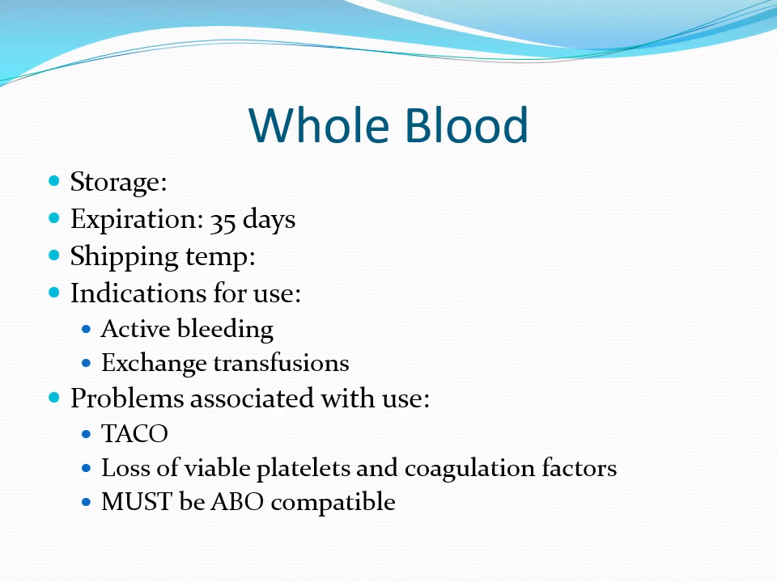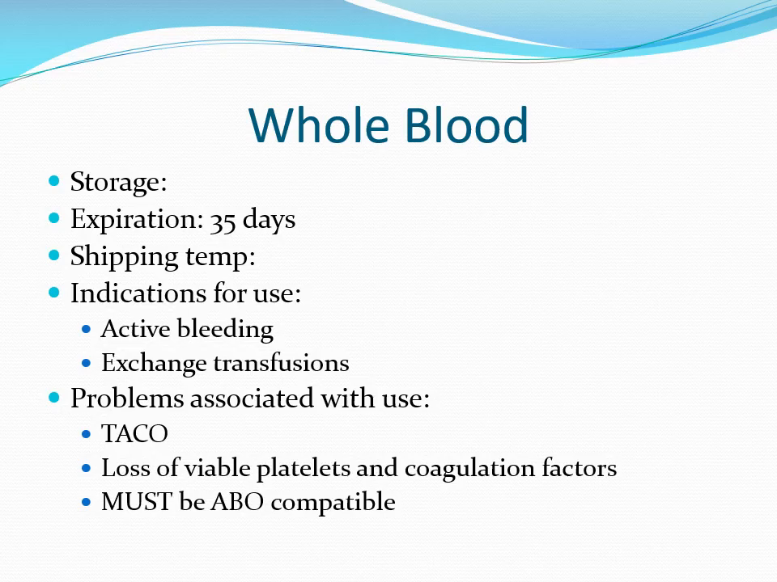For whole blood, these are all our components: plasma, platelets, white cells, red cells, all in one bag. The storage of that component is going to be 1 to 6 degrees Celsius. It's going to expire in 35 days. The shipping temperature is a little bit wider range, 1 to 10 degrees Celsius. That's because we're not keeping it in that shipment for an extended period of time, so it gives you a little bit bigger temperature range. But 1 to 6 for storage, 1 to 10 for shipping.